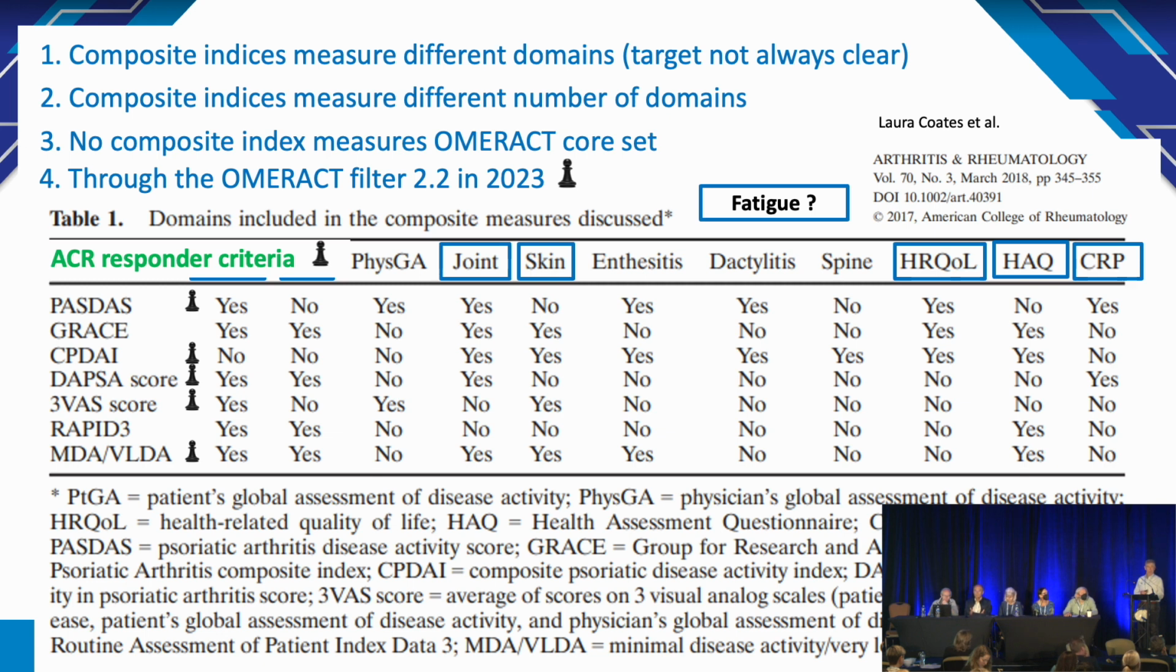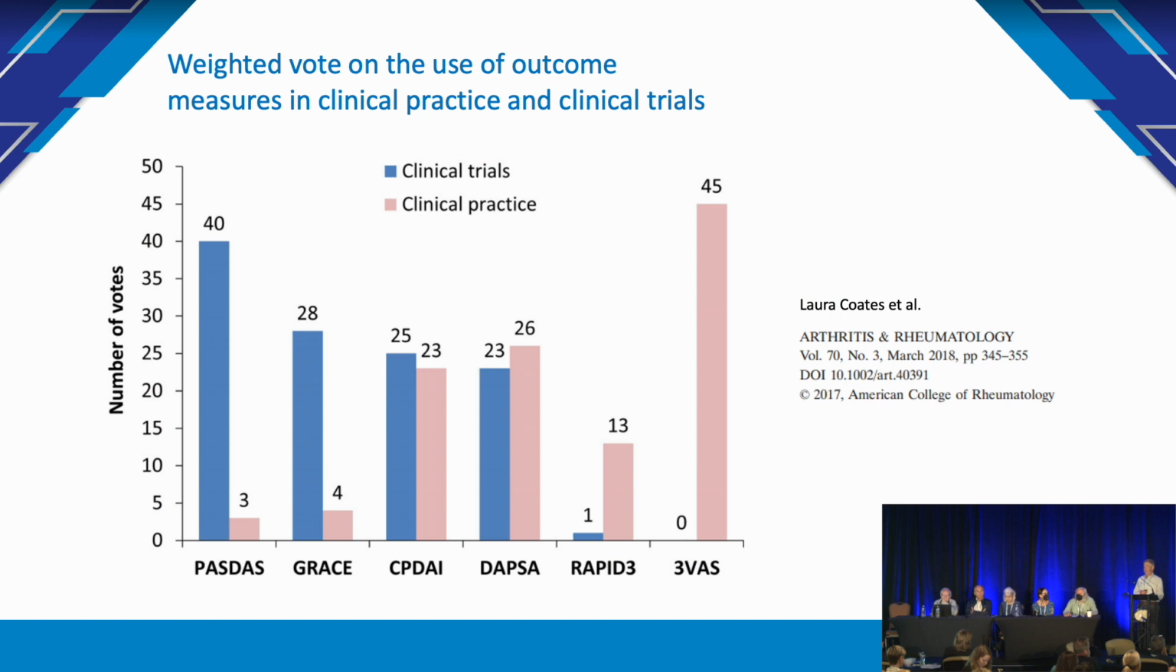Also, there are some instruments, and this is a result of a consensus meeting, where 2 of the ones that are now going to be tested were not recommended for clinical trials. The RAPID-3 and the 3VAS, you can see they were clearly recommended for clinical practice, and they should not be used in clinical trials.